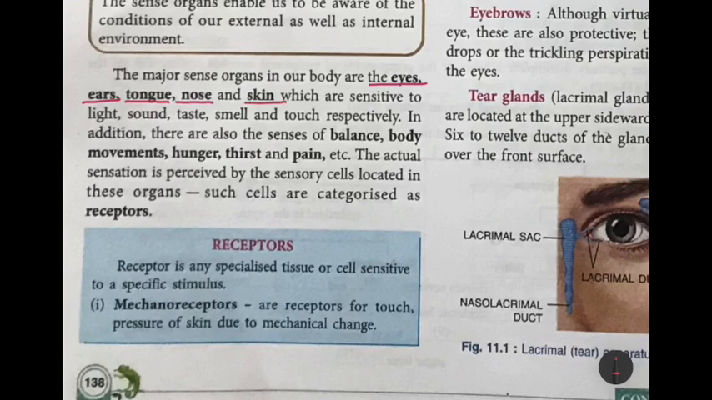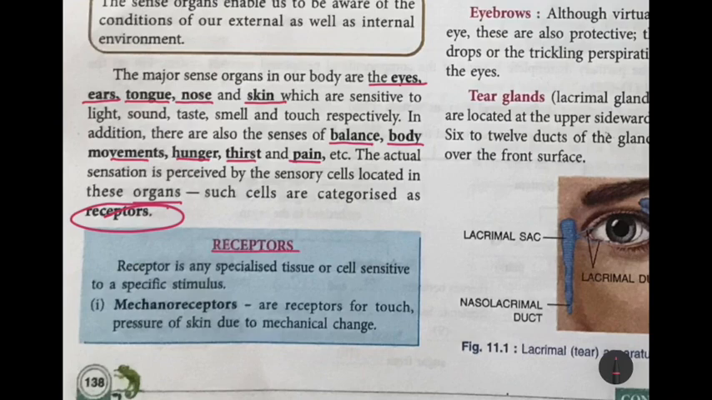And apart from these, there are other senses like senses of balance, body movements, hunger, thirst, pain, to name a few. Now, the actual sensation is perceived or received by the sensory cells which are located in these various organs. These cells are known as receptors. That is, receptors are the cells which receive the sensation, and then it is passed along the nervous system.